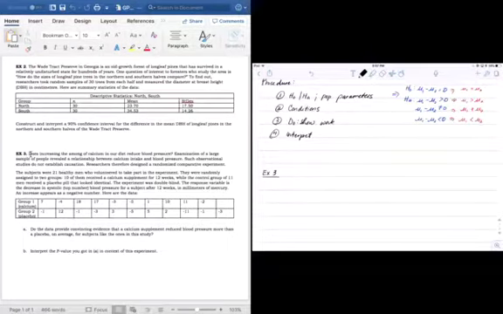So for example 3, it says, does increasing the amount of calcium in our diet reduce blood pressure? Examination of a large sample of people revealed a relationship between calcium intake and blood pressure. Such observational studies do not establish causation. Remember, you can't determine a cause and effect relationship with observational studies. You need an experiment. So researchers therefore designed a randomized comparative experiment.